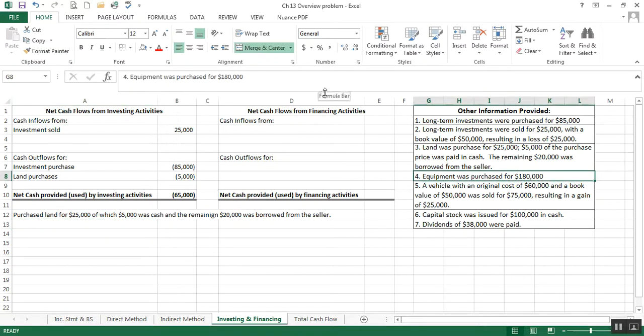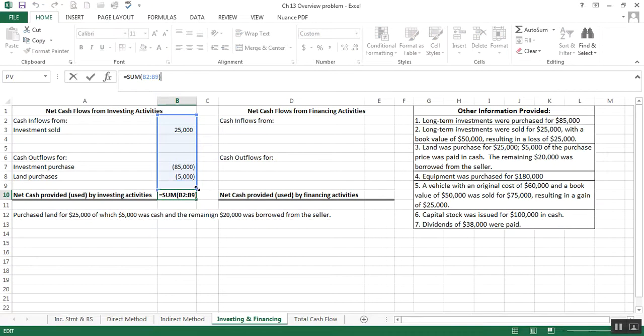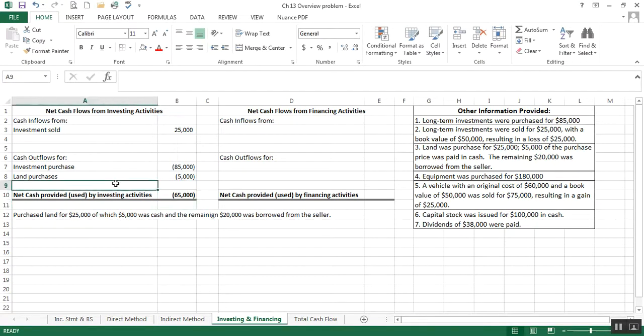Okay. Now let's move on to number 4. Equipment was purchased for $180,000. Okay, so we purchased something. That means that we paid cash for it. So equipment purchased, and it was $180,000.